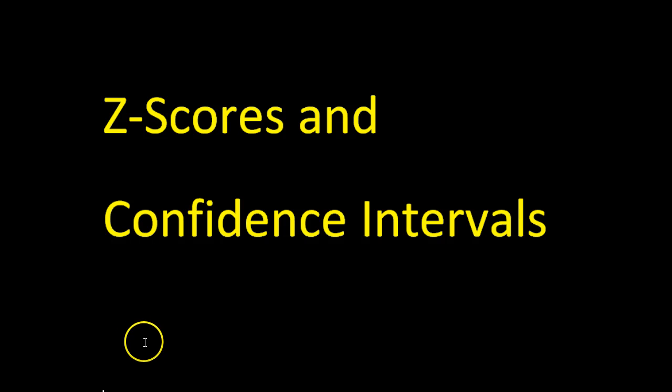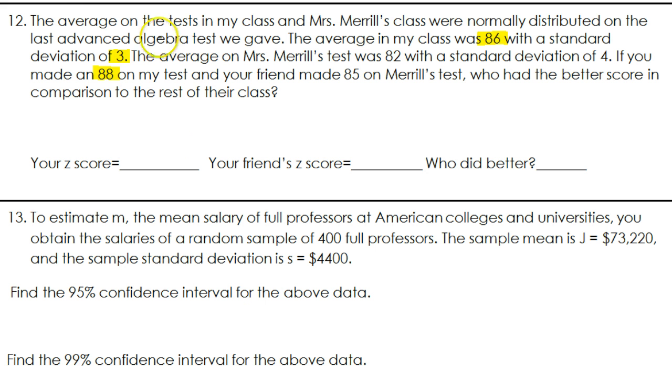This video is about z-scores and confidence intervals. The averages on the tests in my class and Mrs. Merrill's class were normally distributed on the last advanced algebra test we gave. The average in my class was 86 with a standard deviation of 3. The average of Mrs. Merrill's class was 82 with a standard deviation of 4.